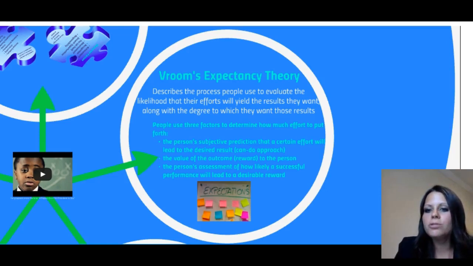So first of all, can you do it? You have an exam coming up, you want to get an A. If you study as much as possible, do you have the time, do you have the textbook, do you have the ability to do what you need to get that A? Then does that A really matter to you? The value of the reward.